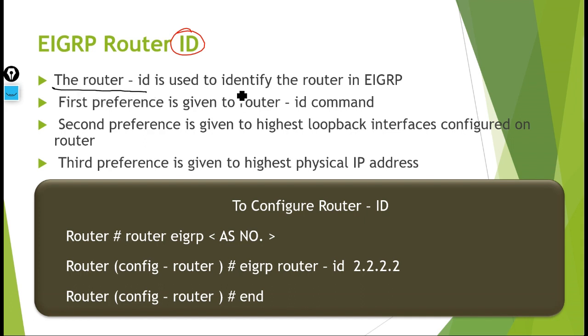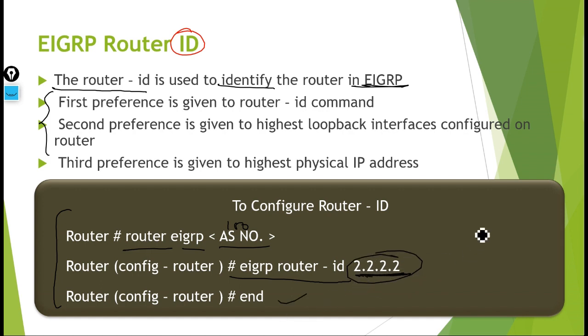Read this. The router ID is used to identify the routers in EIGRP. And how to configure EIGRP router ID? See, there are some preferences I will discuss, but before that, see here. It's all about under EIGRP, like router EIGRP, then AS number, then you configure the EIGRP router-id command with this syntax. For example, you can define any IP address here. That's it. This is how you can configure it manually.